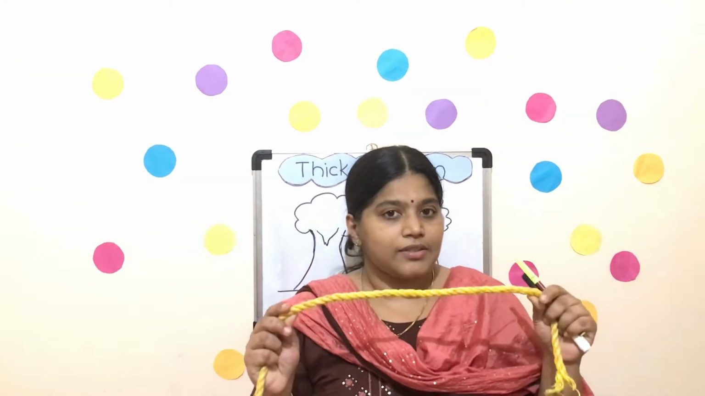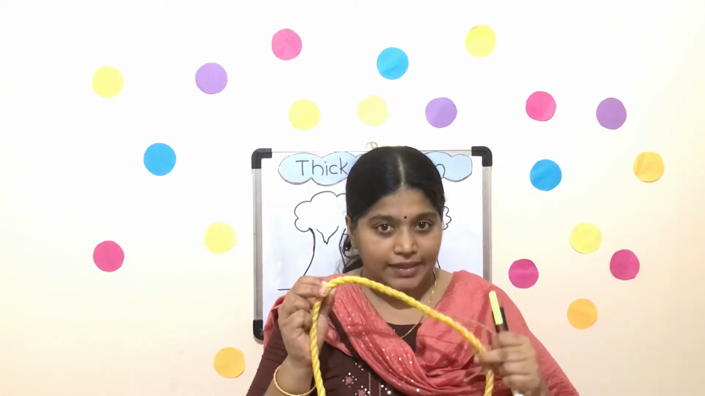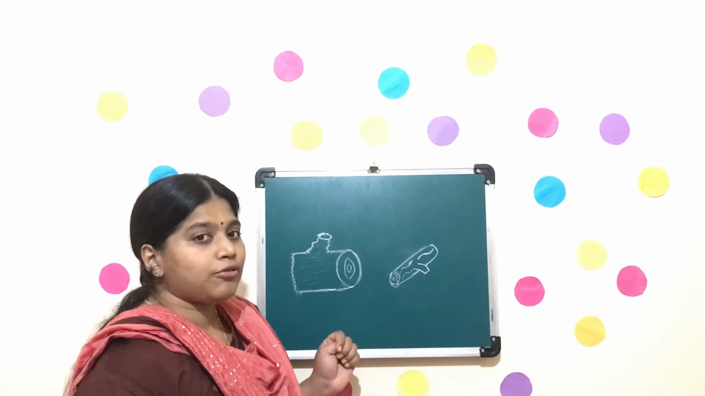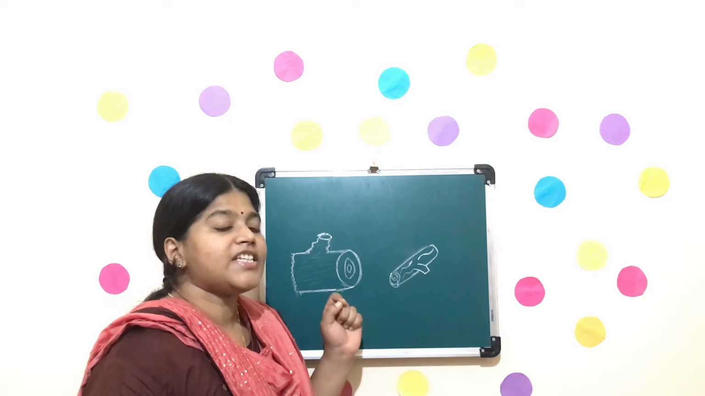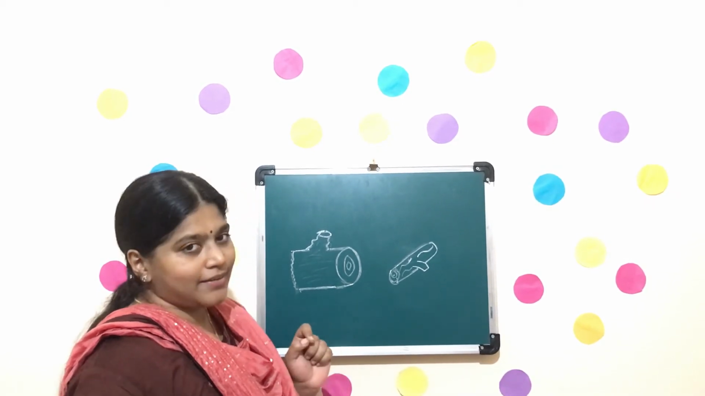Now I will show you more examples. See, look at this rope. This rope is thick and this rope is thin. This one is thick and this one is thin. Now look at these logs. Here what we have to do? We have to tick the log which is thin and circle the log which is thick.